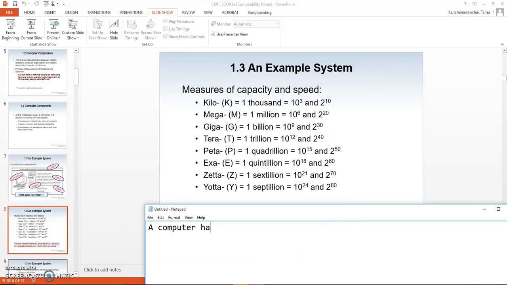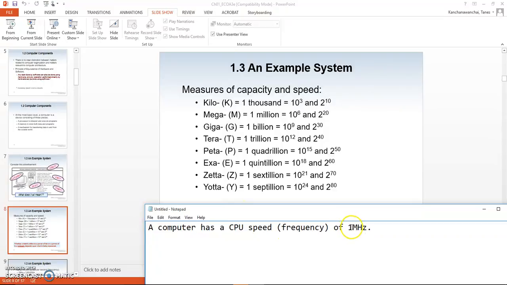a computer has a CPU speed of, sometimes we call it speed, or sometimes we call it frequency, right? Let's do 1 megahertz. So hertz is the unit. A computer has a CPU speed of 1 megahertz. Okay. So mega is right there. It's 10 to the 6, 1 million, right?